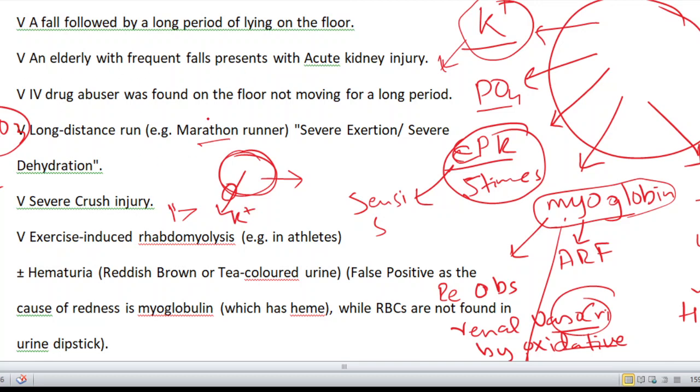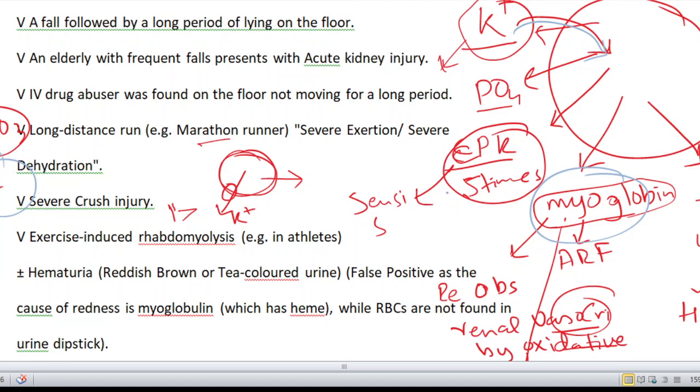First, it will push the potassium back into the cell. Second, it will decrease the pH. And the third thing is that it will decrease the effect of the myoglobin. It prevents myoglobin-induced lipid peroxidation. This is it. And then we give fluids as well.